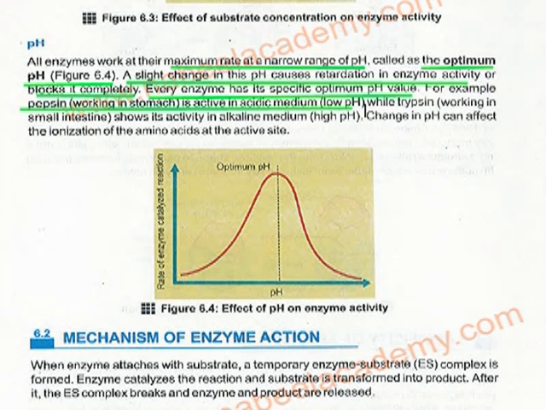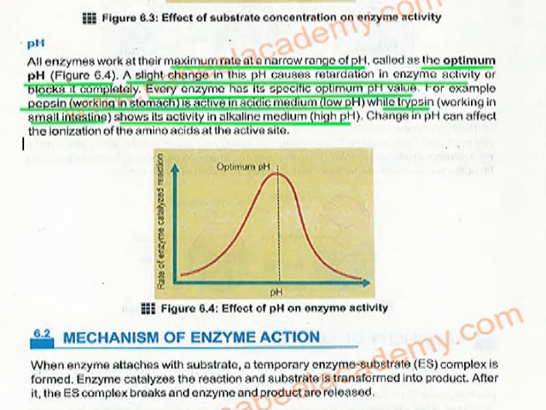It works in a low pH, while trypsin, again an enzyme present in the small intestine, has its highest activity in the alkaline pH, which means higher pH, like after 7, 8, 9, 10, 11, 12, 13, 14. So trypsin works in higher pH, which is 12, 13, 14.